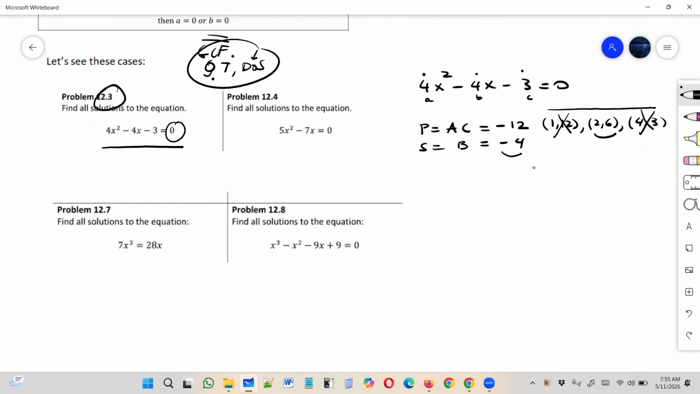So I take a look at 2 and 6 and see which one can give me a product of negative 12 and a sum of negative 4. So it's definitely 2 and 6, but I have to make 6 negative. Because if I multiply them now, 2 times negative 6, I get the negative 12. And if I add them, I will get the negative 4. So once you found your pair, okay, you are going to rewrite the middle term, this term, with the pair.